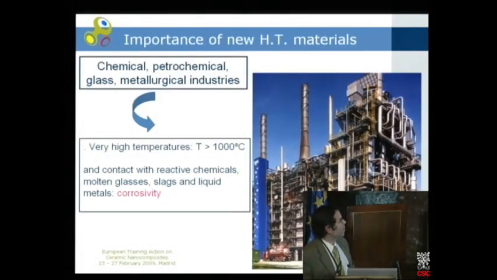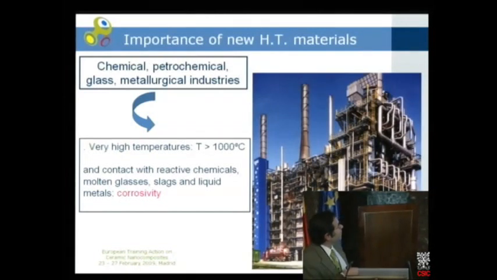There could be many more examples related, for example, to the chemical industry, petrochemical industry, glass manufacturers, and metallurgical industries in general. Here is, for example, a picture of some of these petrochemical installations. It is not really seen very well, but here there are hundreds or thousands of tubes in which very high temperatures may be used. Also, these tubes are subjected to very high pressures. In general, we are looking at problems with temperatures higher than 1000 degrees.